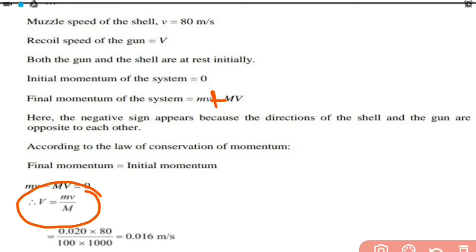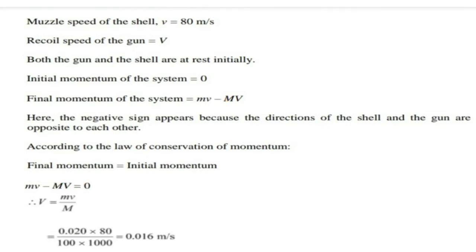So we have the recoil velocity to be mv by M. The small m into v is for the shell, so it is 0.02 into 80, divided by, for the gun, it is 100. The 1000 comes because the masses are to be converted to kilogram. So we have the answer as 0.016 meter per second. So simple question, direct application. You can use the equation which you have studied already.